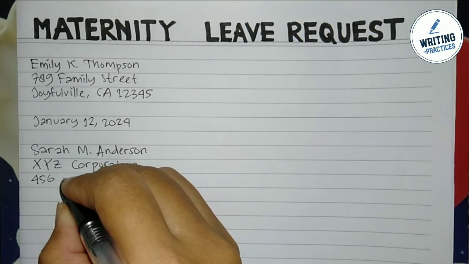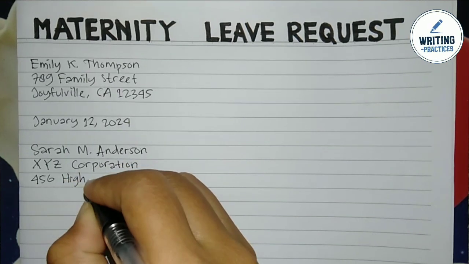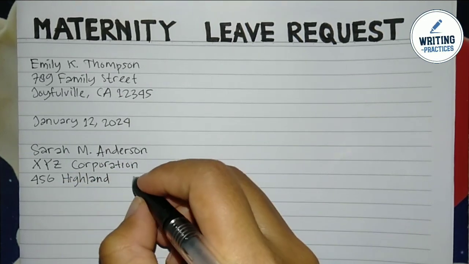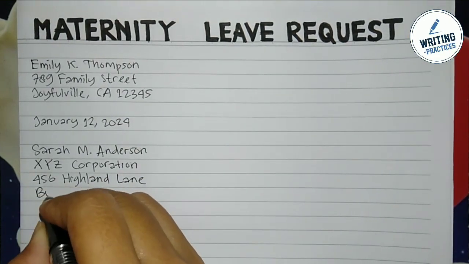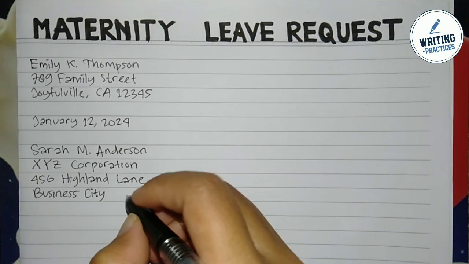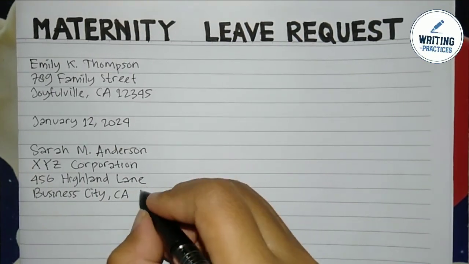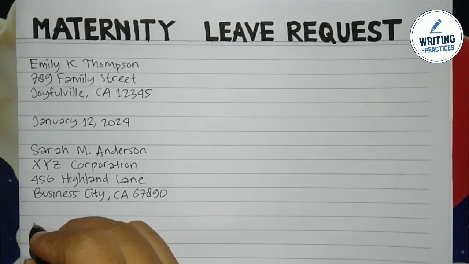After that, write the information about the recipient of this letter. Write the recipient's full name. And you can also write their job position in the company. And write the company name. Under it, write the address of the company or organization. When you do it, don't forget to include the number, street name, city, state, and zip code.